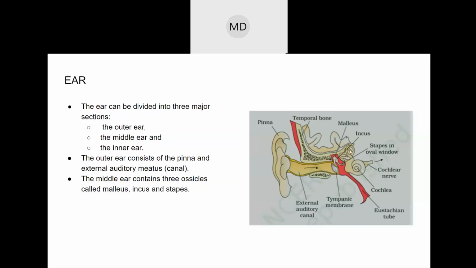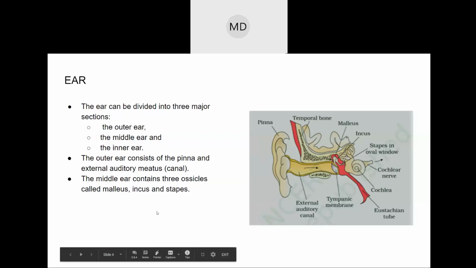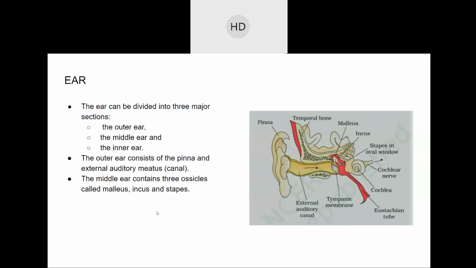Ma'am, okay? Ma'am, yes. Which is the third part? Let me see. Ma'am, inner, then this is the second part, and this is the outer.